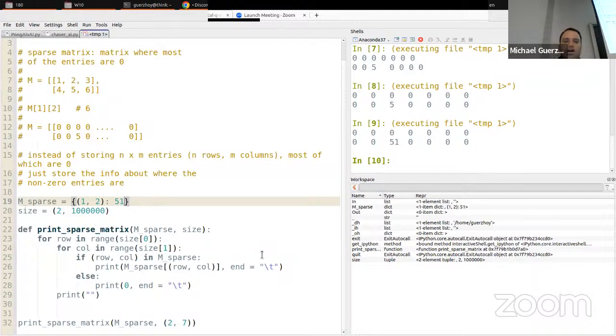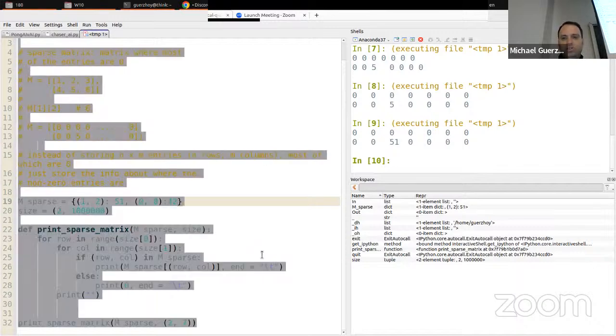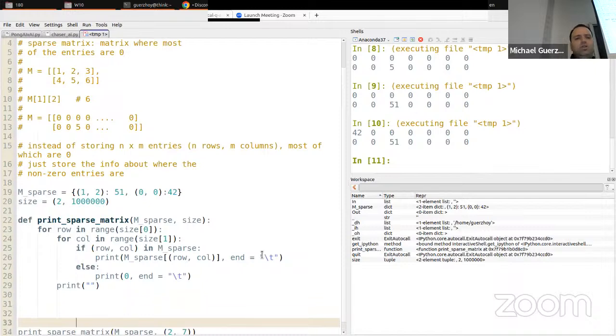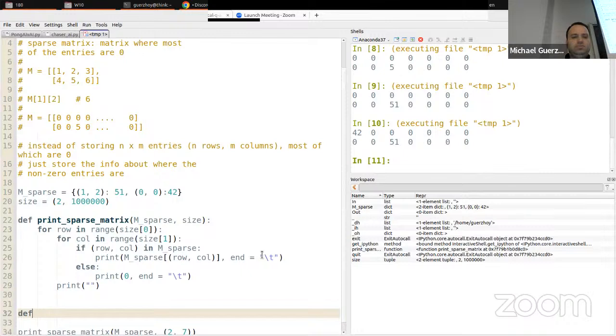All right. So, okay, so this is how you can print a sparse matrix. So that's cool. So let's do something slightly more. So by the way, of course, you can have more than one element. So we can put something at 0, 0. So let's say 0, 0 is 42. That is now going to be like this. So that's nice. So let's do just one more example. So let's say that I want to add two sparse matrices.